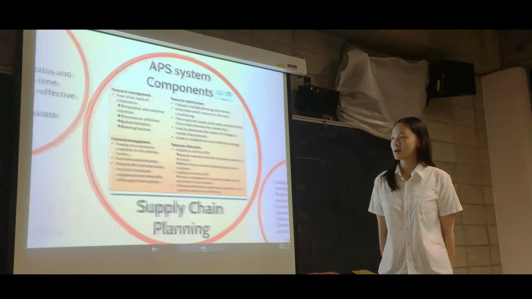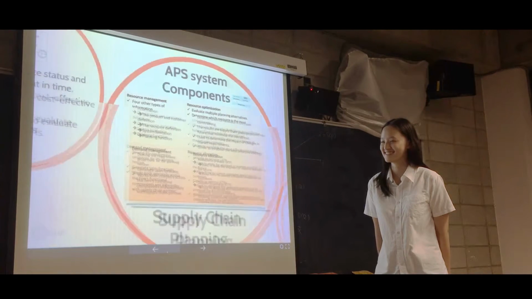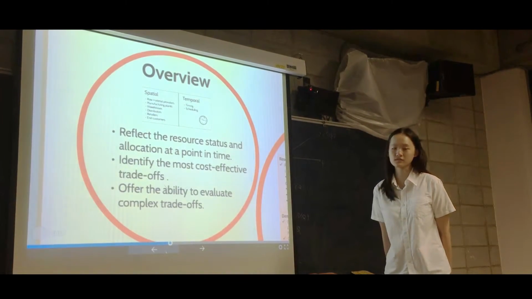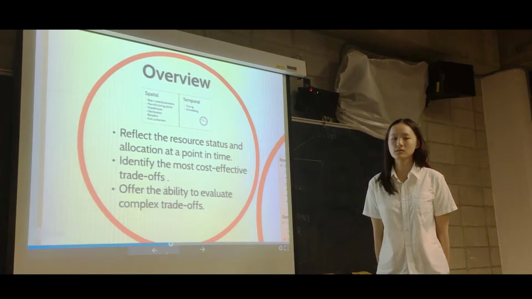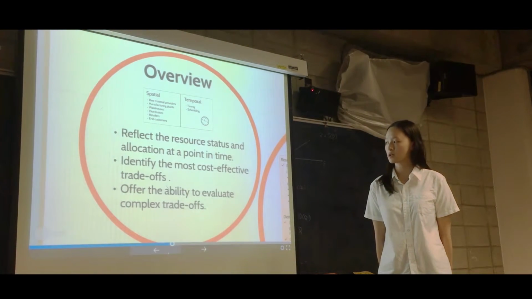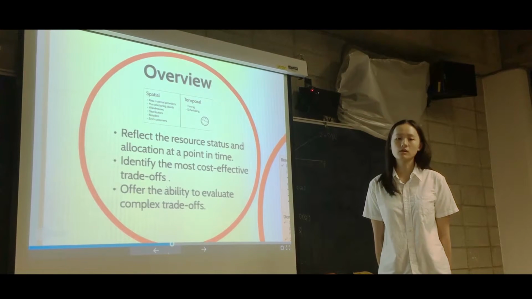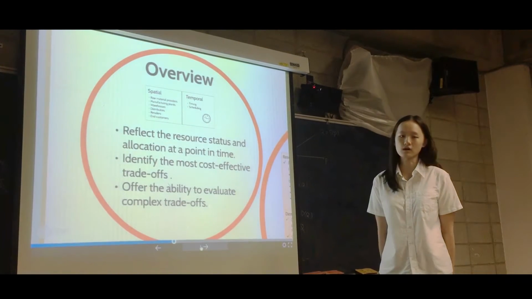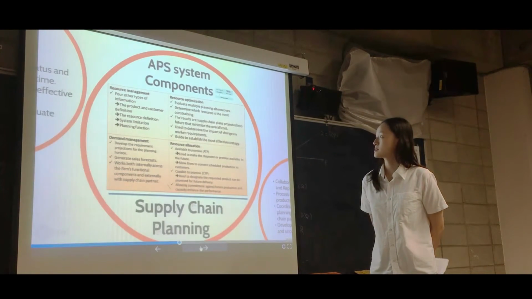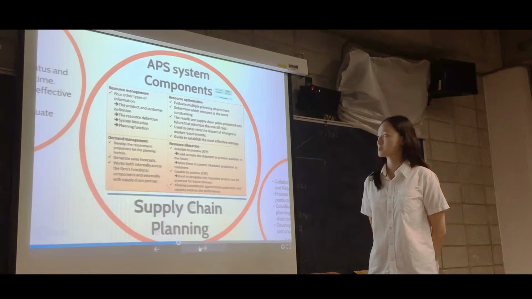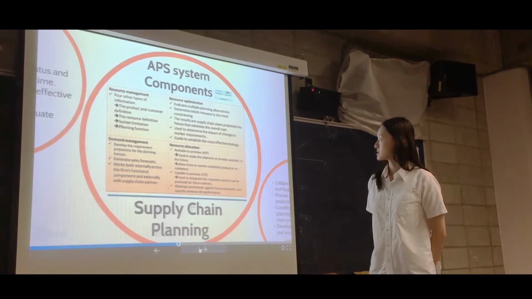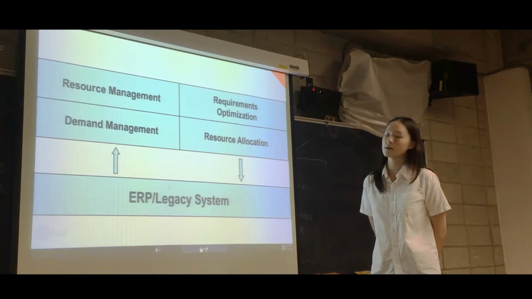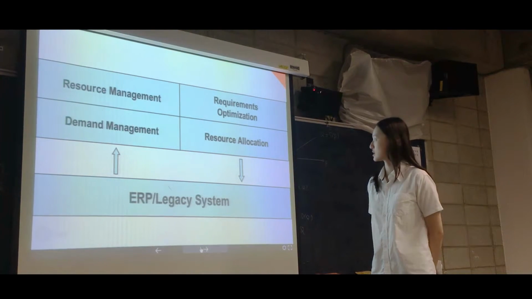The APS system reflects the resource status and allocation at a point in time, and identifies the most cost-effective trade-offs. The APS system offers the ability to evaluate complex trade-offs. Next are the APS system components. The picture shows how the APS system components combine with each other.